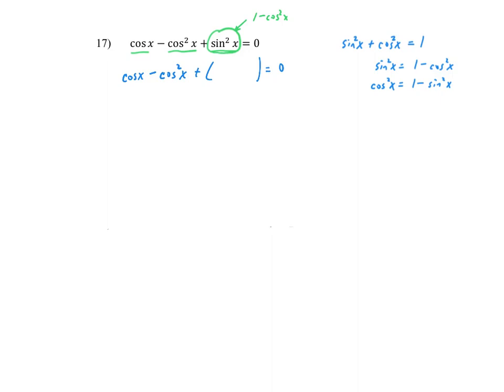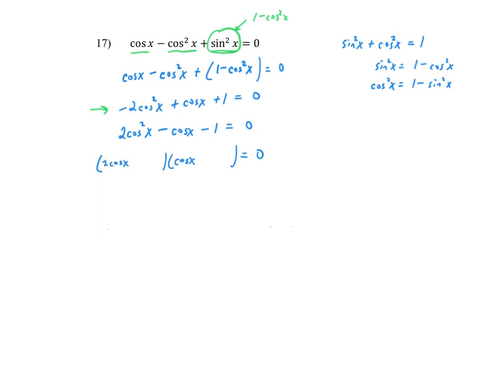Sine squared is 1 minus cosine squared of x. Now combine the like terms. You'll get negative 2 cosine squared of x plus cosine of x plus 1 equals 0. We don't like factoring with that negative coefficient, so let's move everything over to the other side of the equation. Basically, that means we're going to change all the signs. And then we should be able to factor this using regular trinomial style factoring.